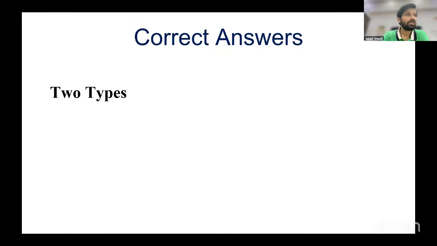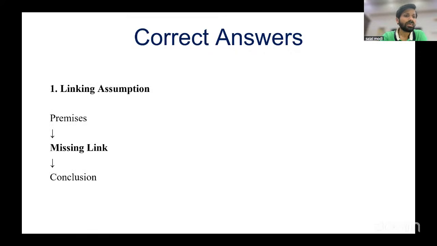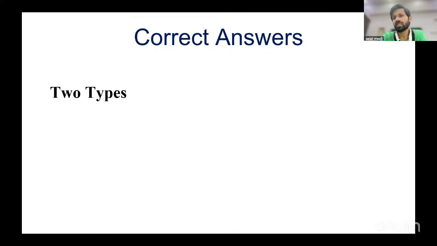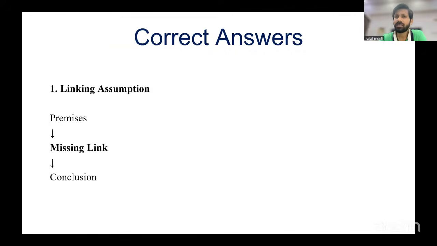Then, okay, so having looked at the incorrect choices, how do we eliminate some of these wrong choices? How will a correct answer look? What exactly will the correct answer do, right? Now, again, the correct answer could be any of these two types. One, linking assumption, right? So what is meant by linking assumption?